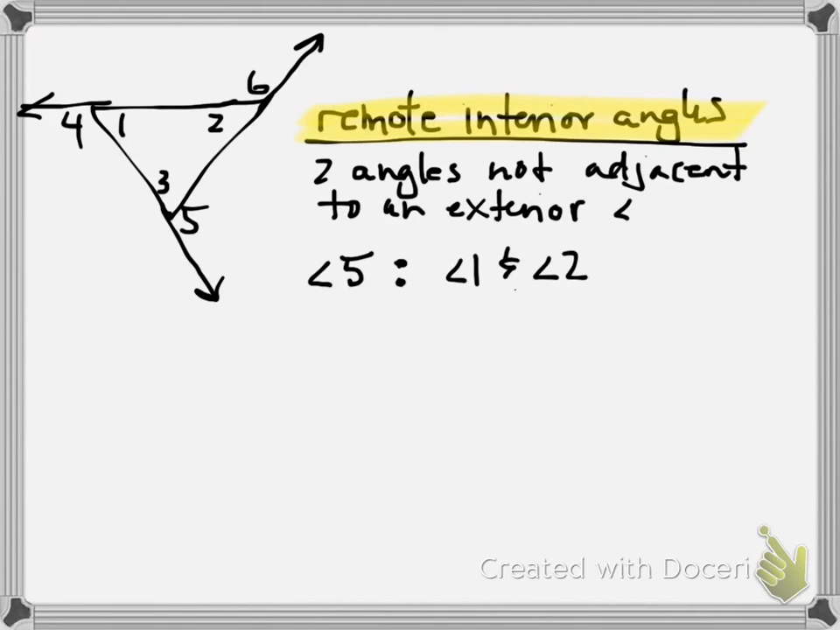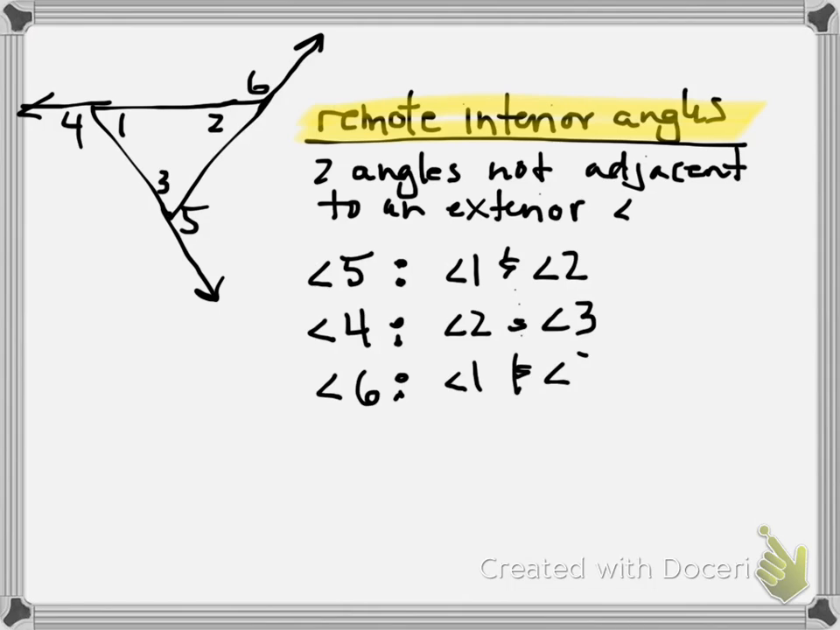Okay? And so if I have angle 4, what would be the remote interior angles to angle 4? Angle 2 and angle 3. And what if I wanted to figure out the remote interior angles for angle 6? What would they be? 1 and 3. Angle 1 and angle 3.